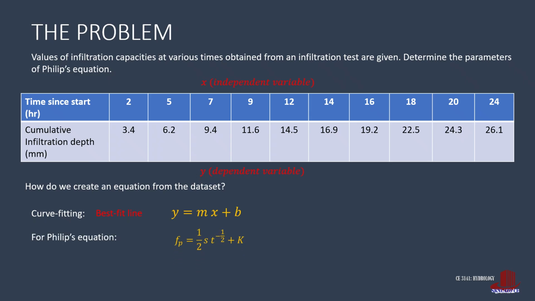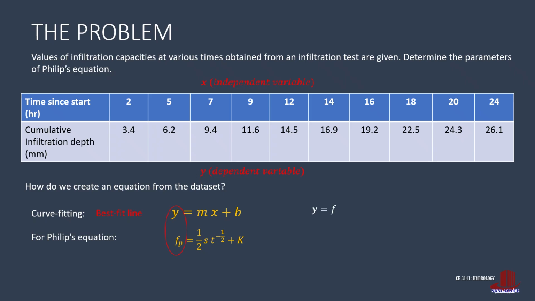Phillips equation, on the other hand, is the infiltration capacity F sub p equated to half of S times t raised to negative 1/2 plus k. These two equations have a similar format. There are two terms, each combined by a plus. Then one term is a product, so it is easy to create an analogy between them.